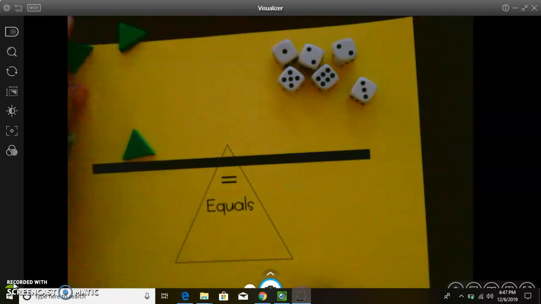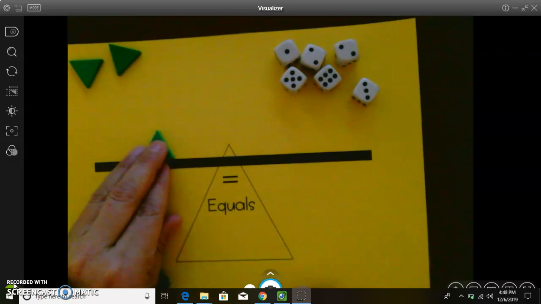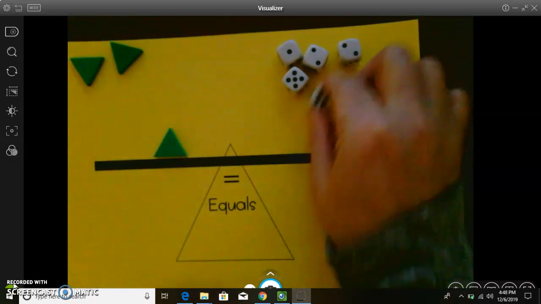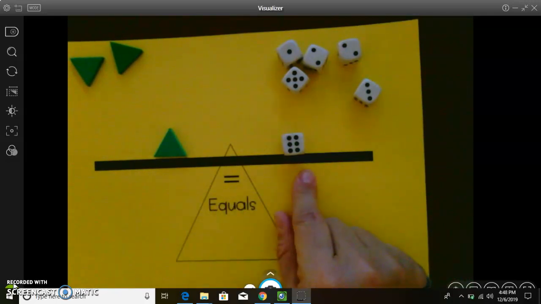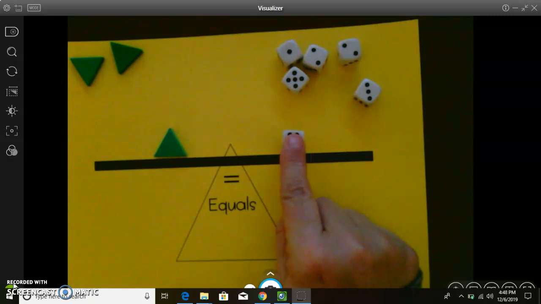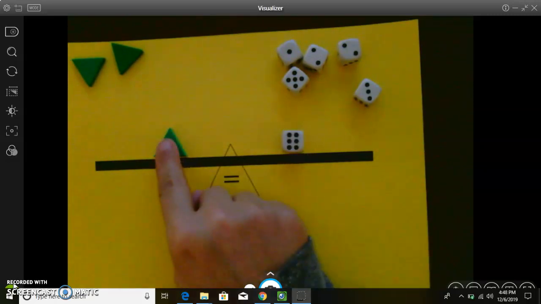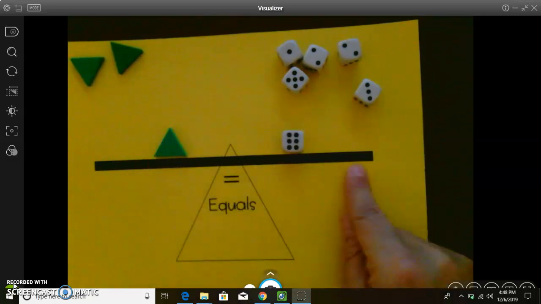So I'm going to start out with a variable or an unknown. And then I'm going to place a 6 here. So we have an unknown, but we know that both sides have to be equal. So this one's pretty easy to know that if you have a 6 on this side, then your variable has to equal 6 because this scale must stay balanced.